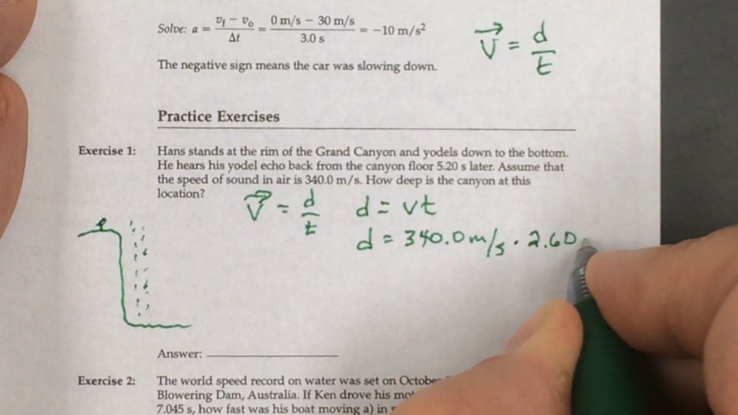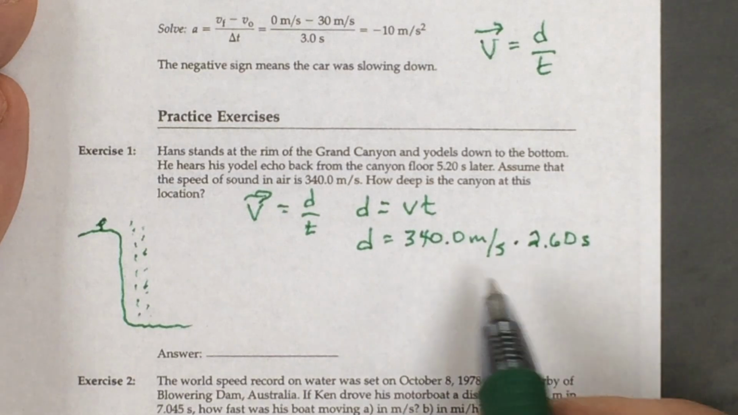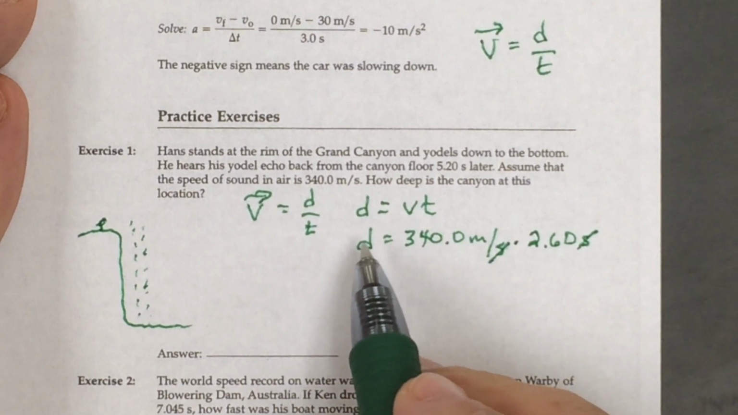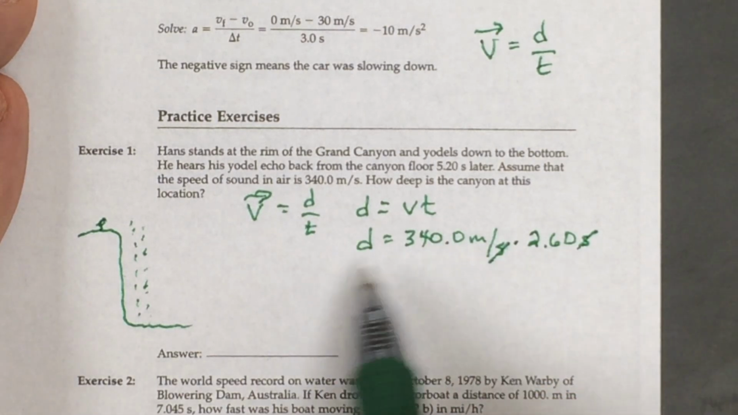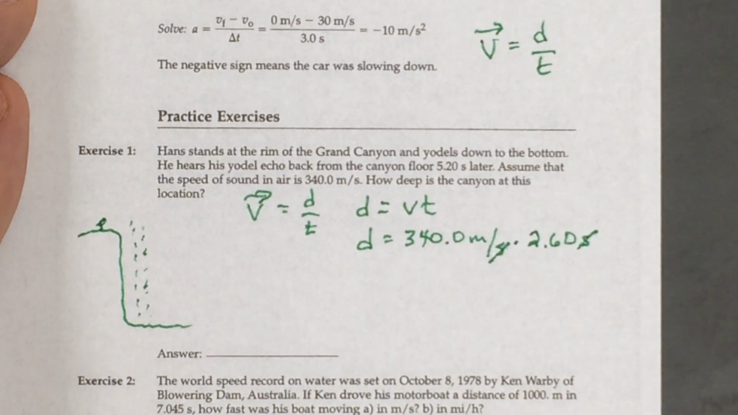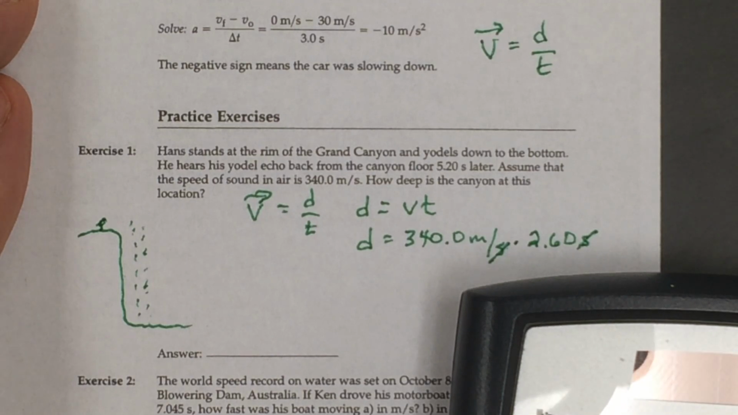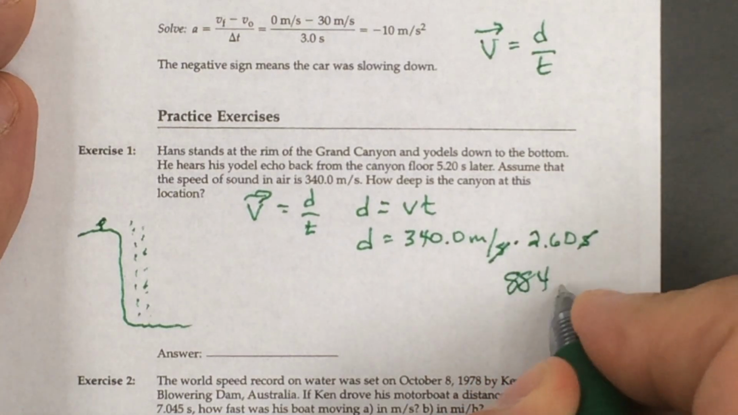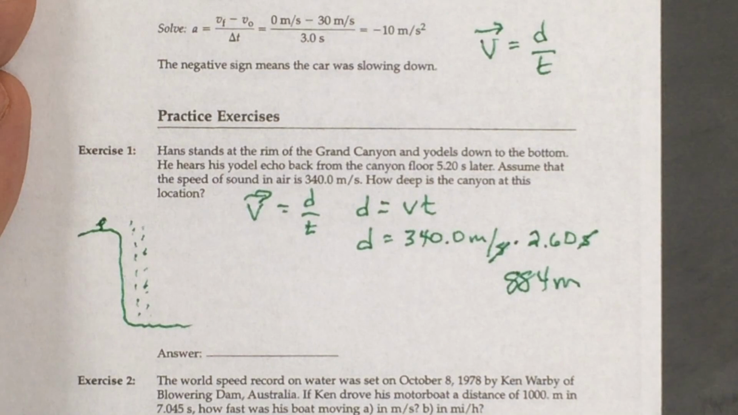2.60 seconds, which is half of that time, I have seconds on top and seconds on bottom. They can cancel. That's going to leave me meters, and that's great because distance is in meters. I want the distance to be in the units that you use for a distance. So let's multiply. Okay, so you're going to have 340.0 times 2.60. Okay, and I have here 884 meters. 884. Okay, hope that helps.